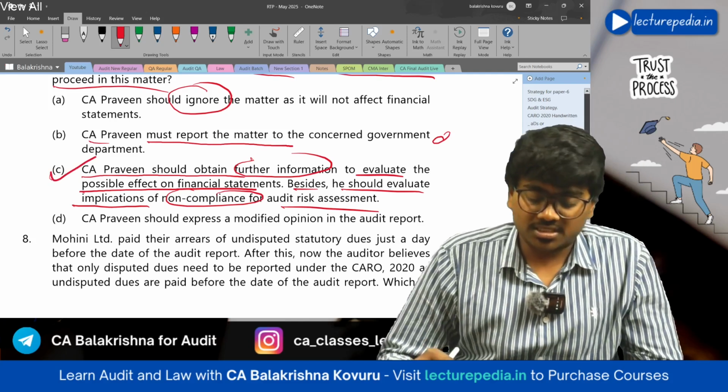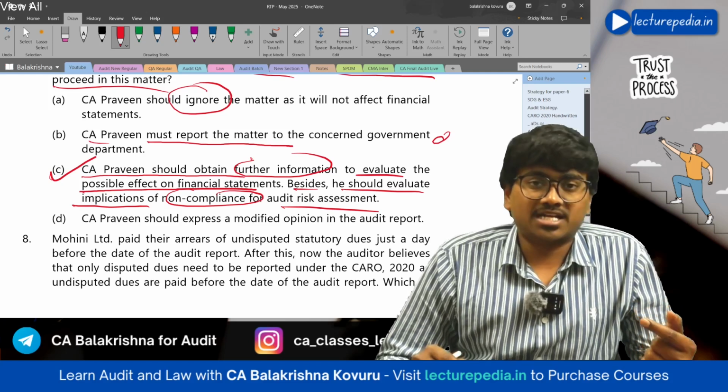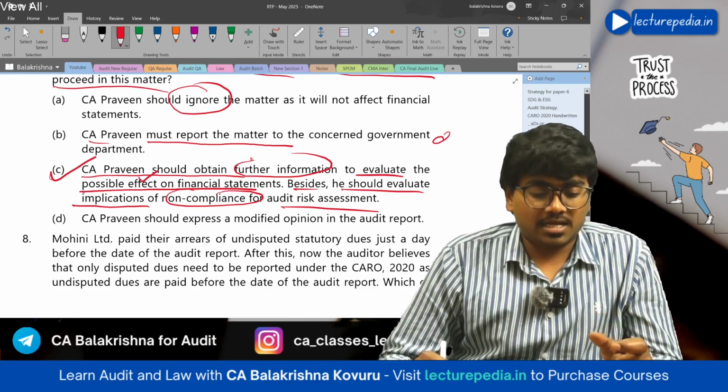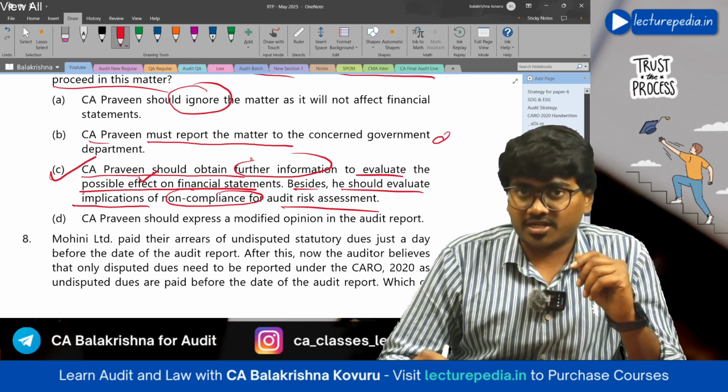Yes, option C is correct. He should evaluate to identify the possible effect on the financial statements, and if at all any penalties will be charged, the provision should be made in the financial statements.